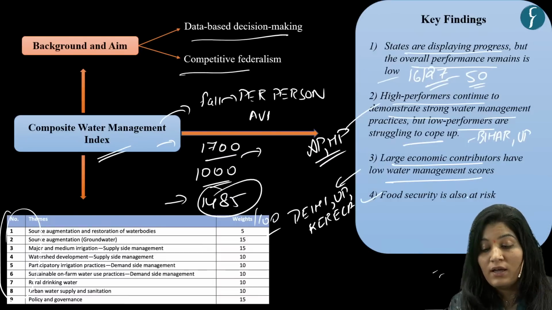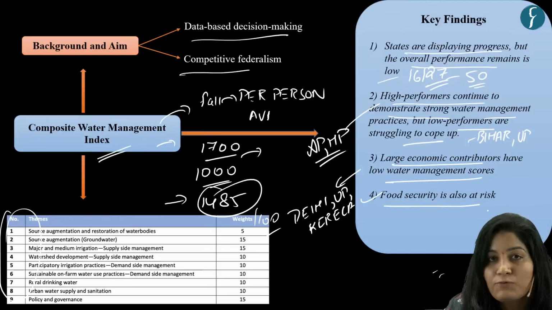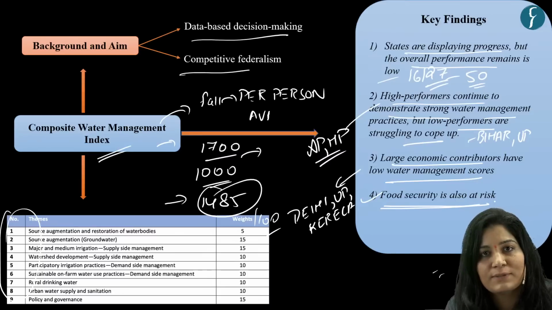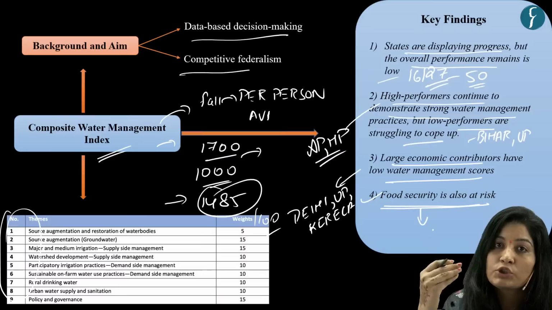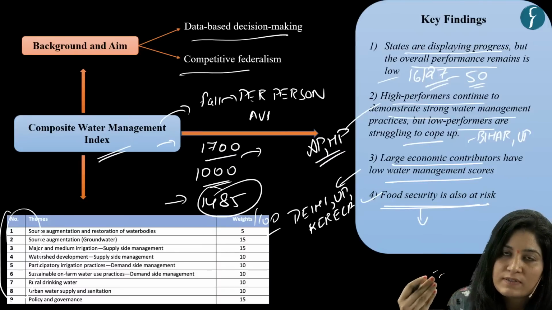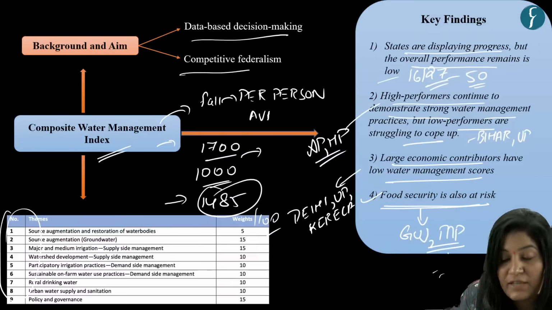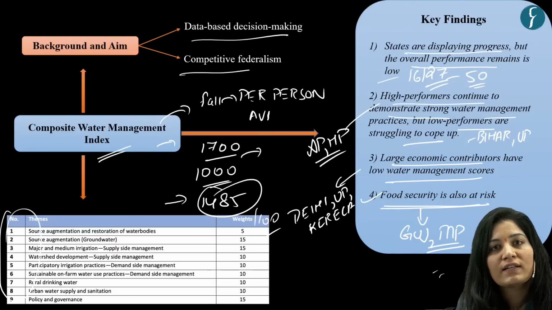Last, and that is very alarming, is that water security is also at risk. Food security is also at risk. Now, most of the top agricultural produce states, except Gujarat and Madhya Pradesh, other than these two states, all are performing very badly with respect to water management.